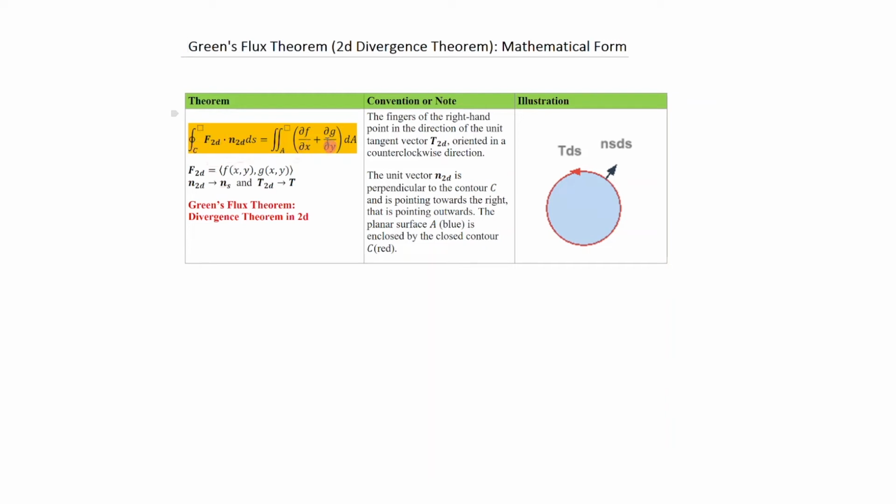That's equivalent to taking this entity here, where you take the partial of f with respect to x, adding it to the partial of g with respect to y. This is a scalar function, integrated over the area enclosed by the contour. This is more or less called Green's flux theorem. And in the flux theorem, the normal is pointing outwards from the contour. This is the mathematical form of Green's flux theorem. If you understand these conventions and what's being done, the actual numerical calculations are things you've already done, because in one case we're dealing with contour integrals, and in the other case we're dealing with surface integrals.